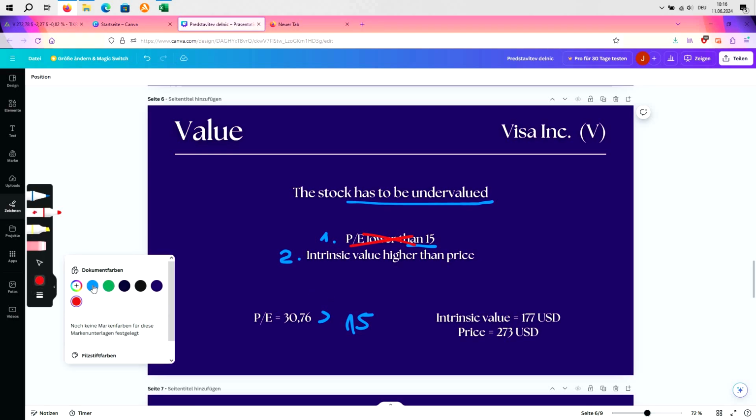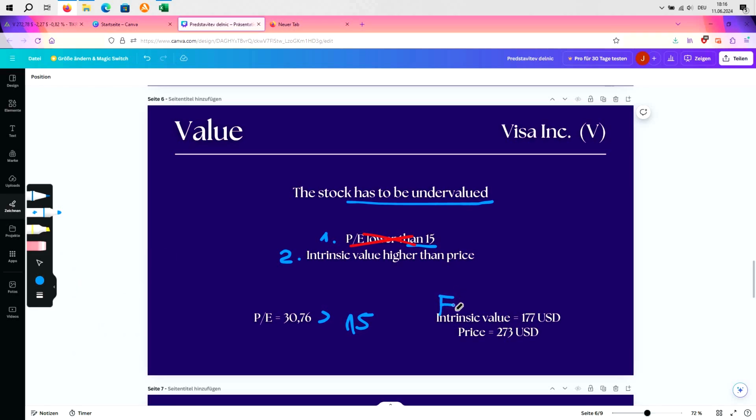Now we come to the intrinsic value and price. So intrinsic value is actually the fair price, kinda. What does that mean? Based on some complicated calculations in the background, the Visa stock should have right now this price right now here, $177. But right now, bro, the price of Visa is 273. So that means that the price is actually higher than the fair value. The price is higher than the value that the stock should have.